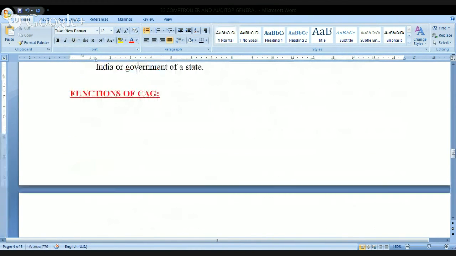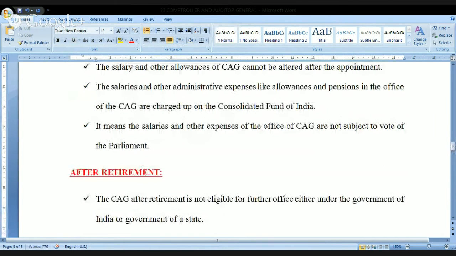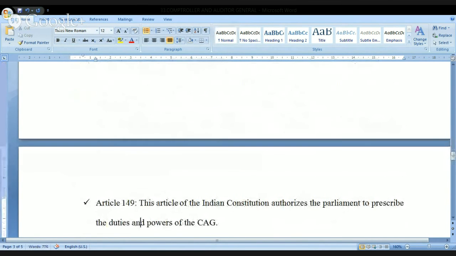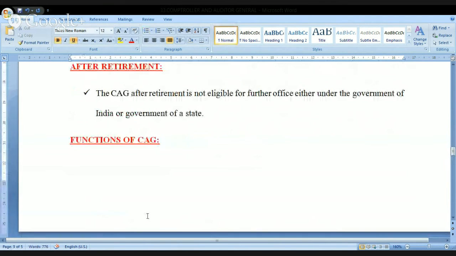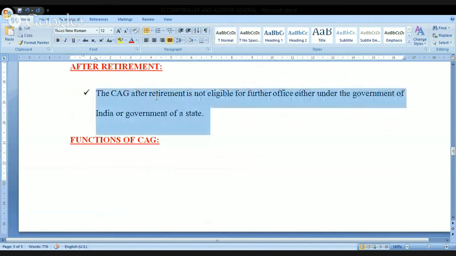Next one. After retirement, what is he going to do? Look at this. The CAG after retirement is not eligible for further office either under the Government of India or the government of a state. Am I clear? Once he is retired, he is out of the government completely.